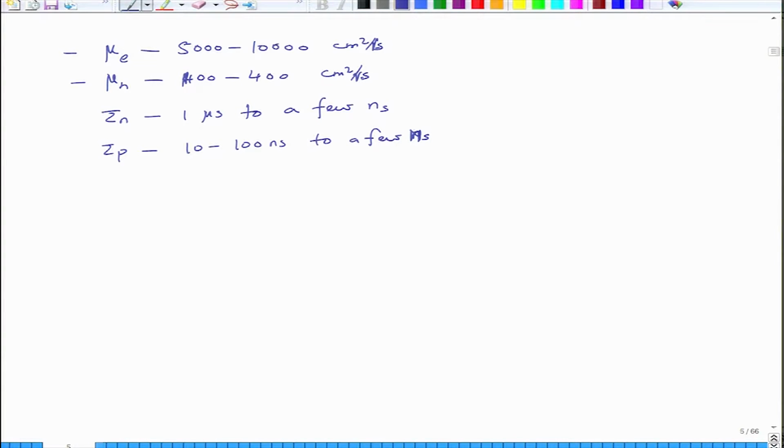As a result, since it is a direct band gap semiconductor, it has more radiative recombination. And since it has a higher band gap, the intrinsic carrier concentration Ni is lower. As a result, Auger recombination is less.